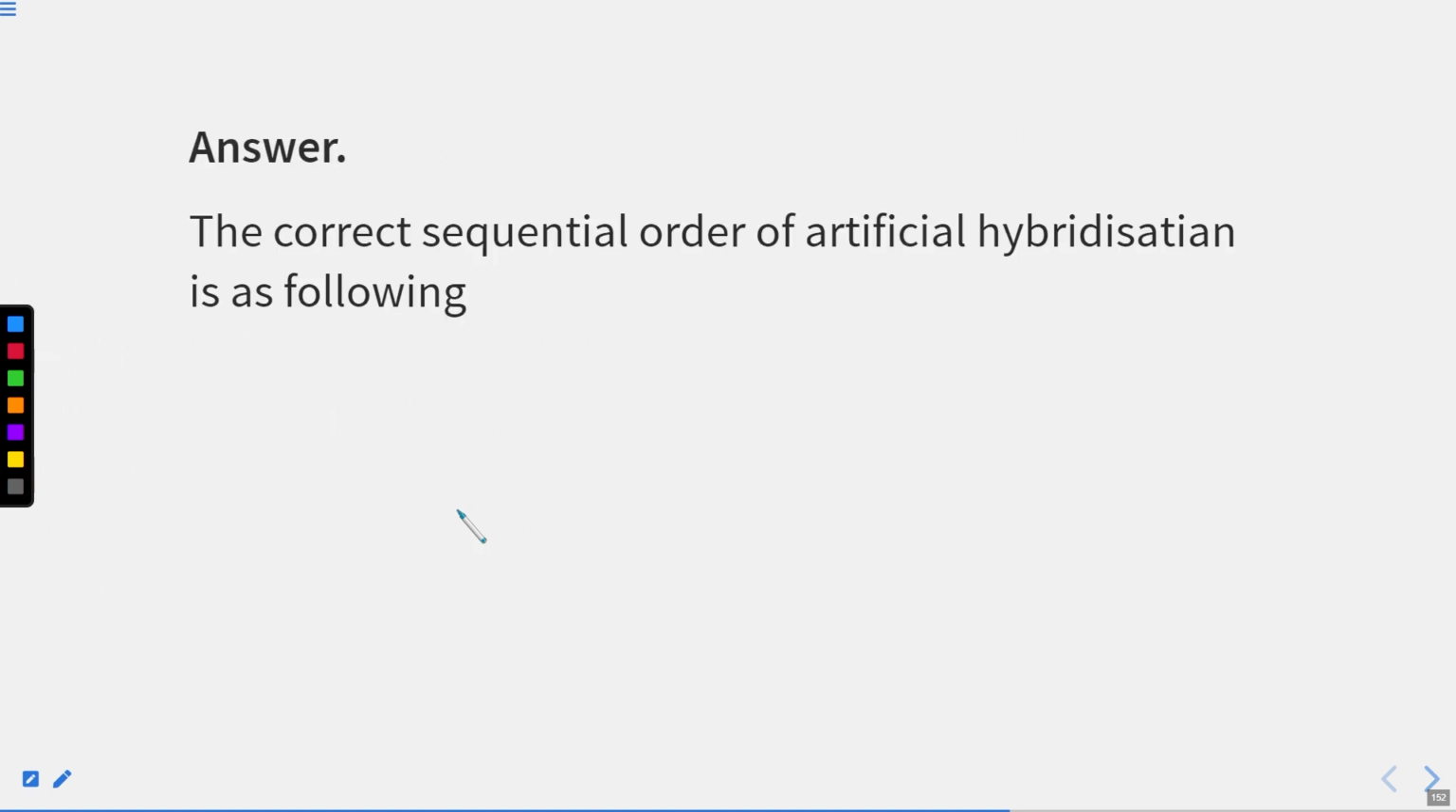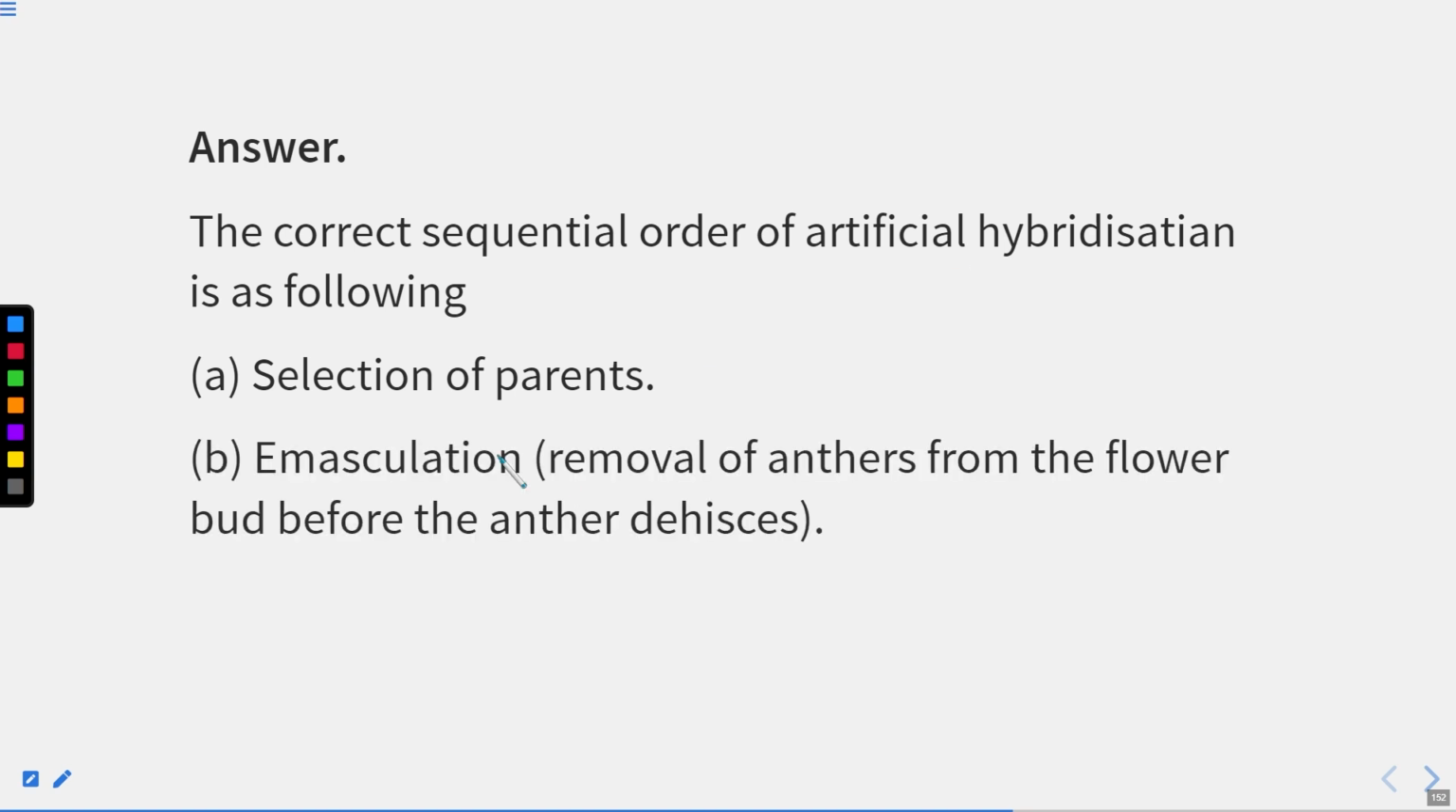So the correct sequential order of artificial hybridization is as follows. The first one is selection of the parent. So you have to first select the parents, okay, of which you have to make a hybrid. Okay. Now, second point, emasculation means removal of the stamen or the anthers from the flower, but before the anther dehisces. Okay, you have to remove the stamens.